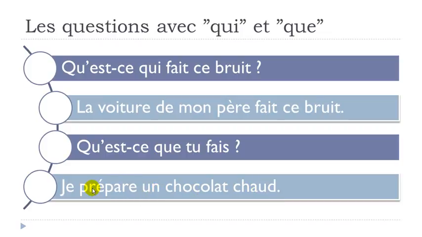Okay, so I wanted to put another verb in the answer just to well show you that you don't really need to answer with the same verb, you know. Qu'est-ce que tu fais? What are you doing? Je prépare, so I prepare. Je prépare, and then this is the object of the verb. So the object, just let me repeat, the grammatical object of the verb. So je prépare un chocolat chaud.